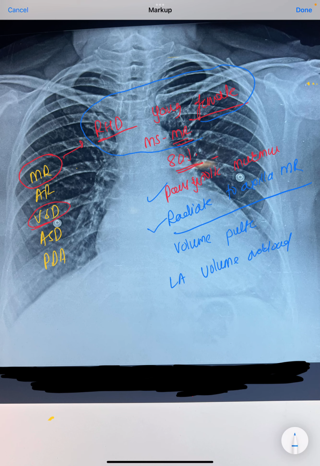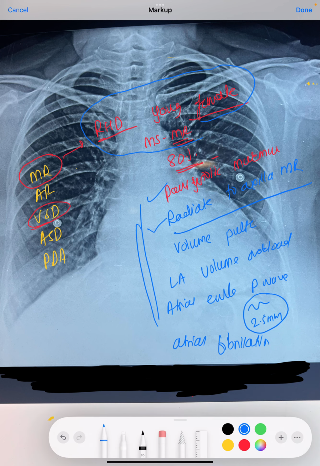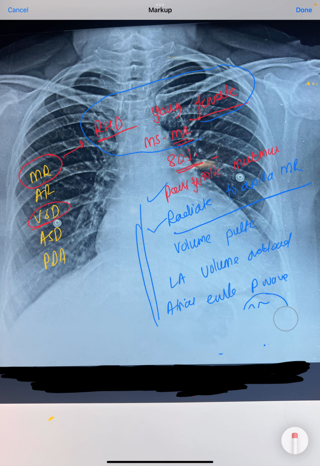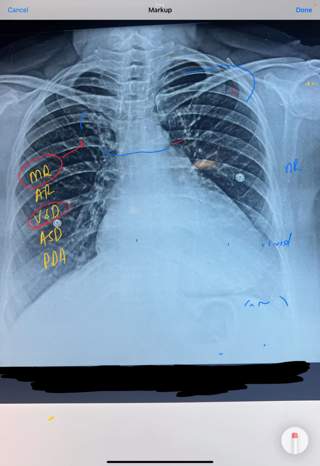So very commonly, patients may have atrial enlargement signs, like an enlarged P wave, which is more than 2.5 small boxes. This is a very common feature of left atrial volume overload or left atrial enlargement. Patient can very commonly have atrial fibrillation. So all these things suggest that patient may have mitral regurgitation. Now, what does suggest aortic regurgitation?